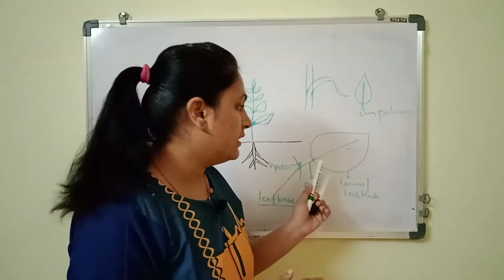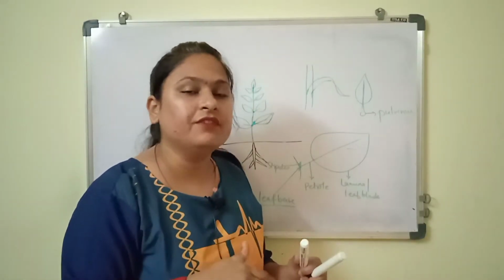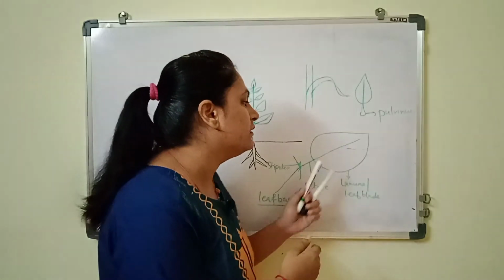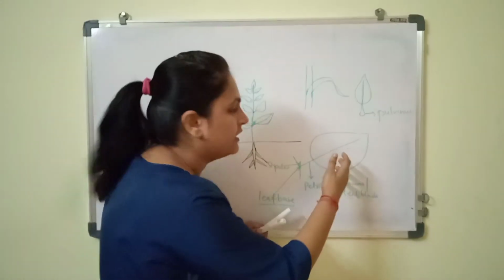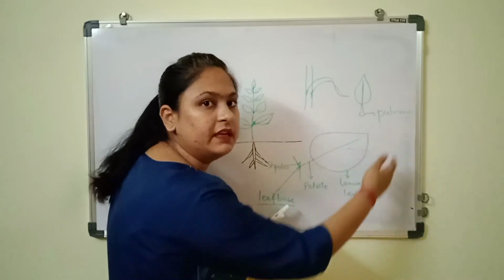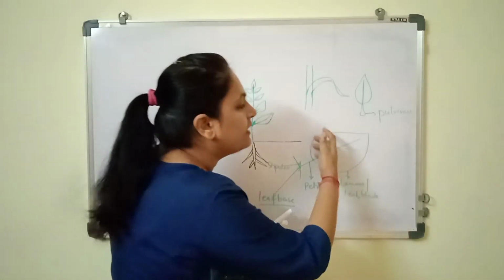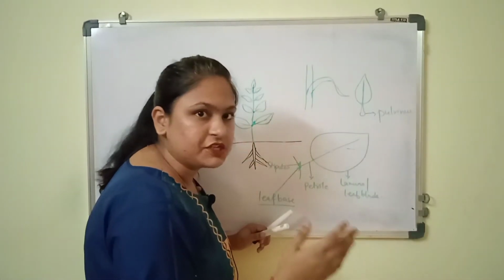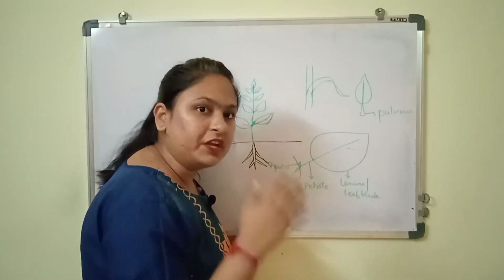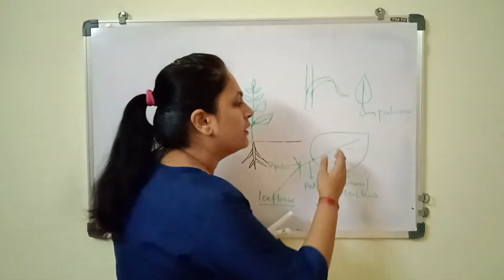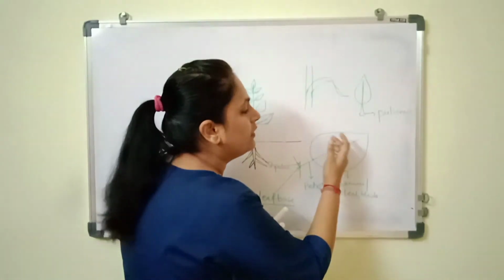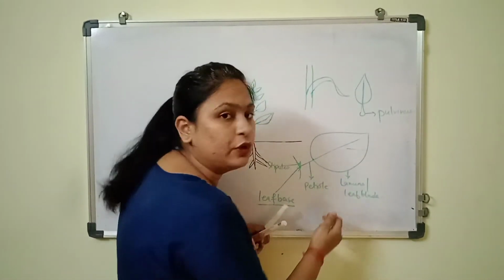So this fluttering of the leaf also gives what? It gives fresh air to the leaves. It makes the atmosphere near the leaf cool. And it helps in transpiration also because of the movement of air, the movement of wind. So that is the role of the petiole.